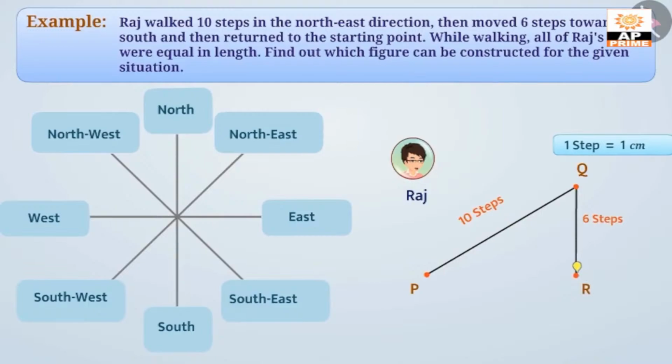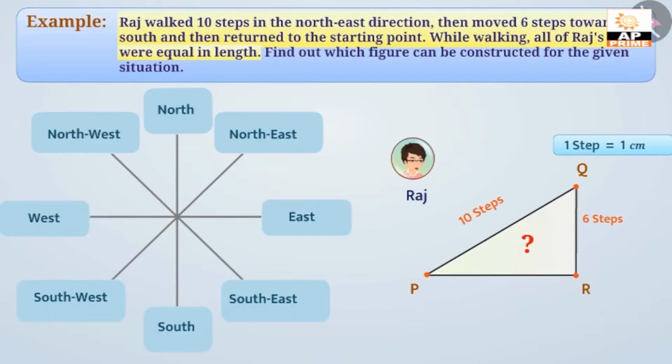And then, Raj returned to the starting point. We will show this by joining the points P and R to obtain the line segment PR. We see that we have obtained a triangle. Therefore, we can say that a triangle will be formed in the given situation. On the basis of the angles, can you tell the type of triangle that is formed? Think for a while.